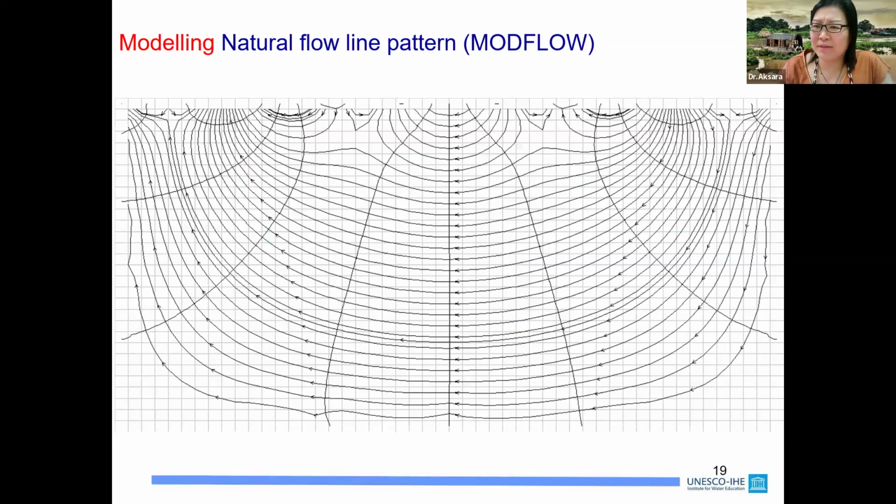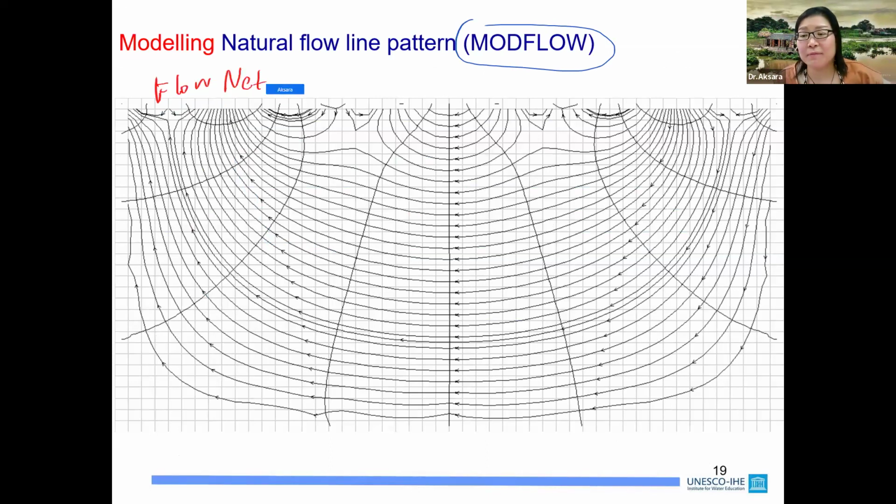Last time I'm not so sure that I mentioned this, but I'm just going to mention it again. So this is what we call a flow net. The flow net that I already explained last time is the system of flow lines or streamlines. We can call it flow lines or streamlines. You can have more than one flow line or streamline, and it's the network of another.